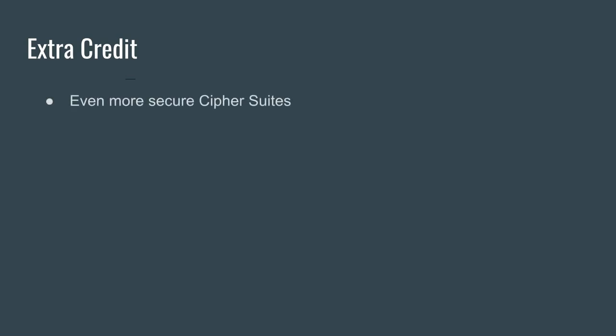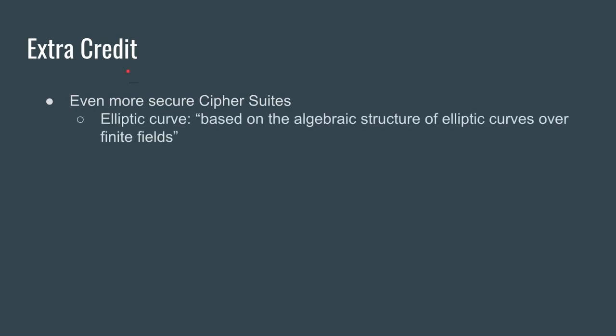For example, there are even more secure cipher suites than the Ephemeral Diffie-Hellman and with AES that we talked about earlier. For example, there are some algorithms that use what are called elliptic curves, which are based on the algebraic structure of elliptic curves over finite fields. And I honestly have no idea what this means, but if that sounds interesting to you, I'm sure there's a lot of interesting information to be found there.